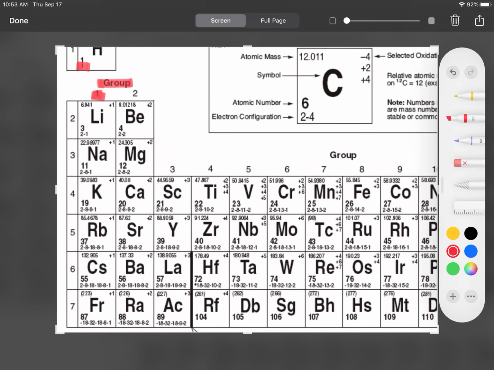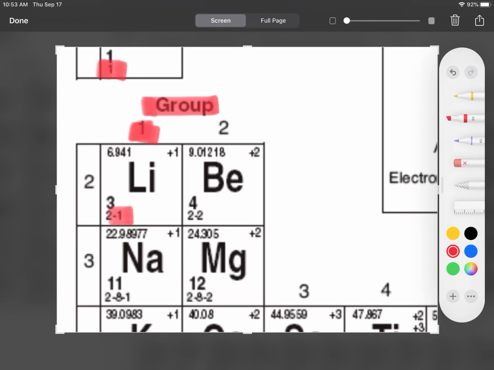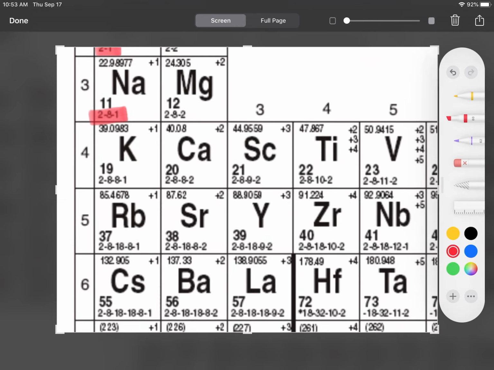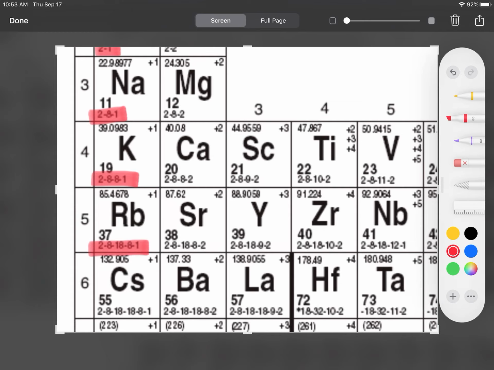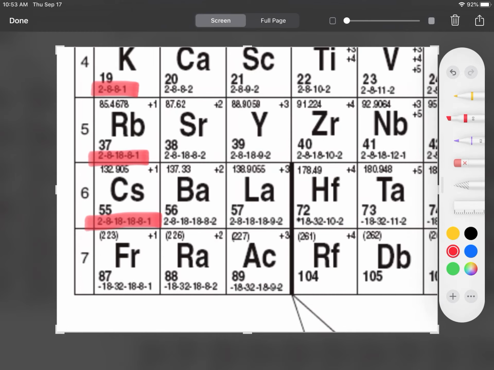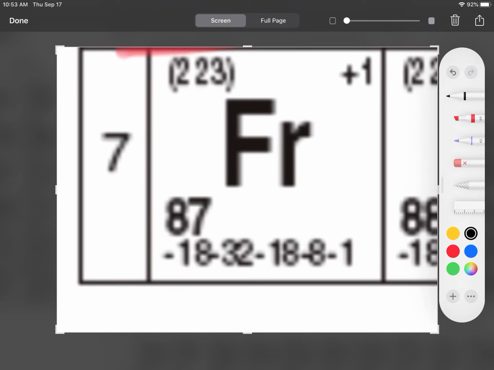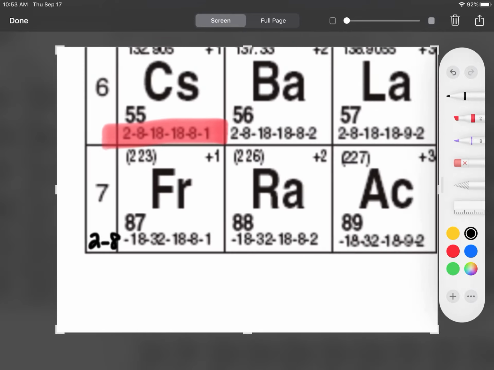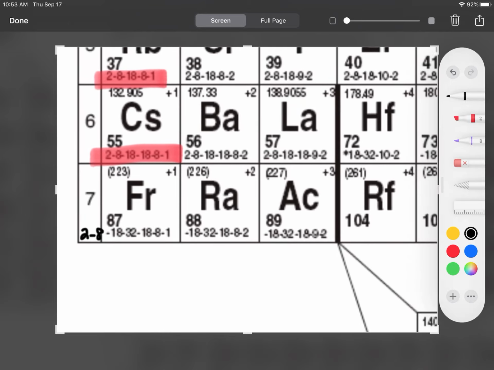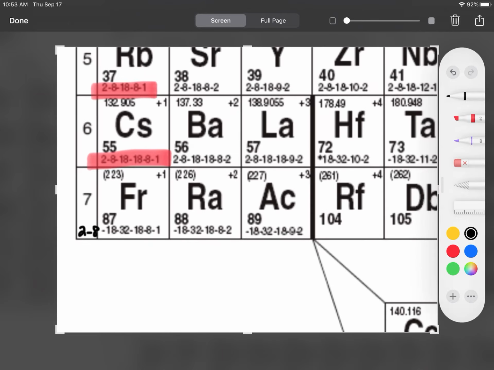Now, if you notice over here, the electron configuration for hydrogen is 1, then 2-1, 2-8-1, 2-8-8-1, and so on. If you notice, there's something missing here, guys. What's missing are the 2-8. They did not include that here because there's not enough space in the box. But just know it's there.